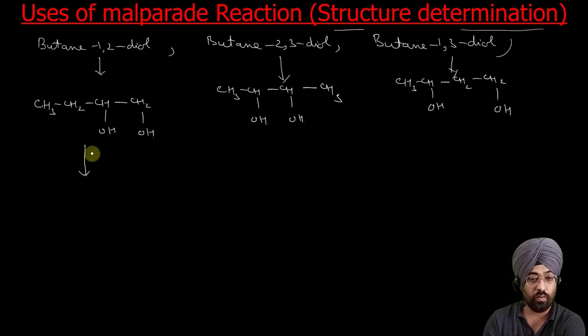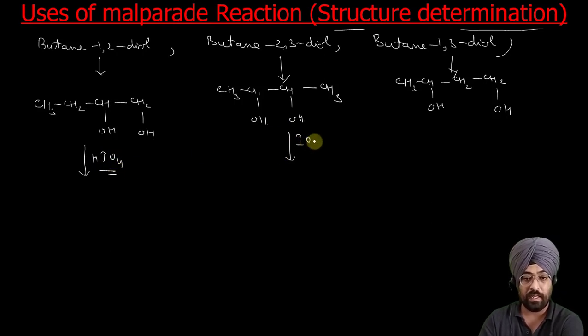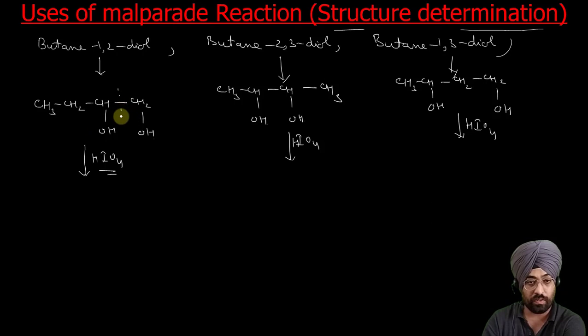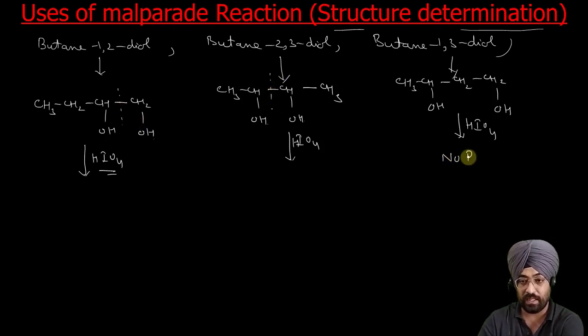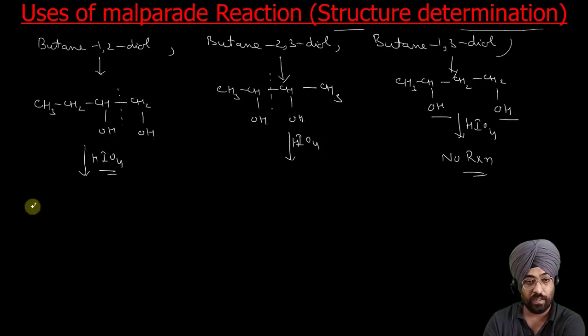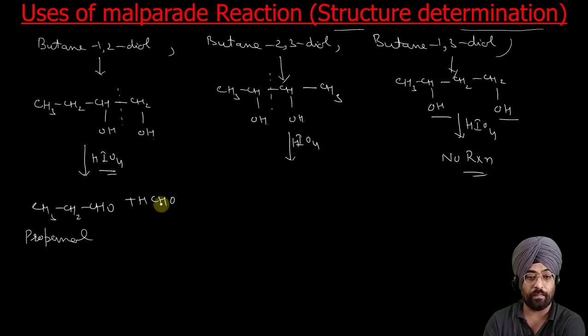Now suppose we do the HIO4 Malaprade reaction on each of them. Now let us see what the products are. So these bonds will be cleaved. Here there will be no reaction, because these OH groups are not present on adjacent carbons. Here it will form CH3CH2CHO, propanal, plus formaldehyde.